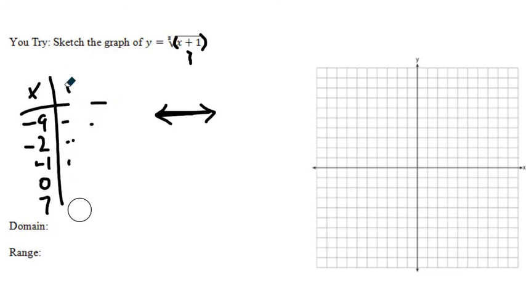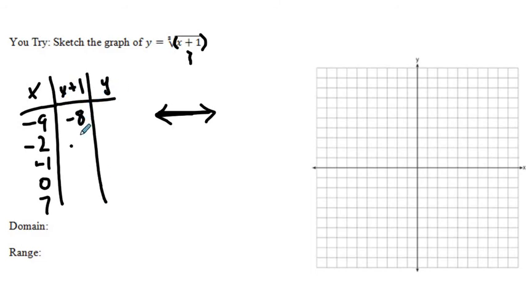There we go. So x plus 1 is -8, -1, 0, 1, 8, which is what we had before. So we just sort of shifted everything to the left, just like that. And that's why that works. The outputs are -2, -1, 0, 1, 2.